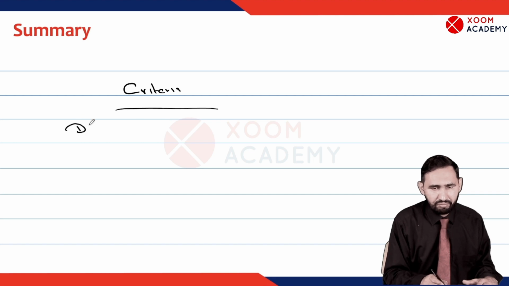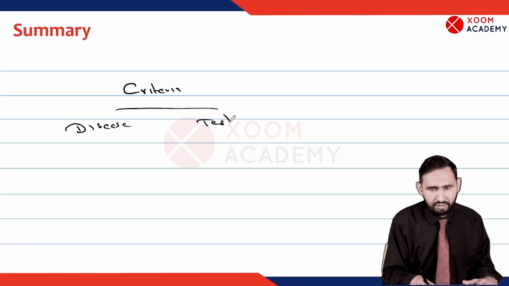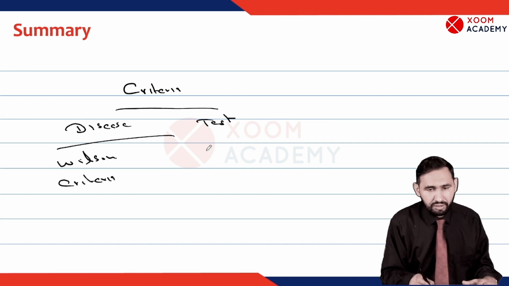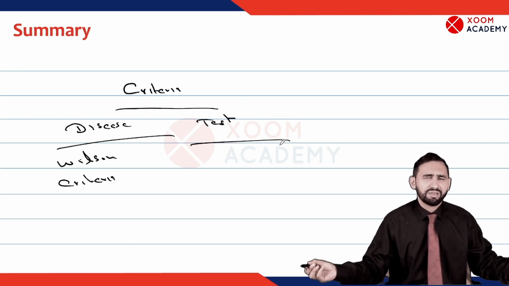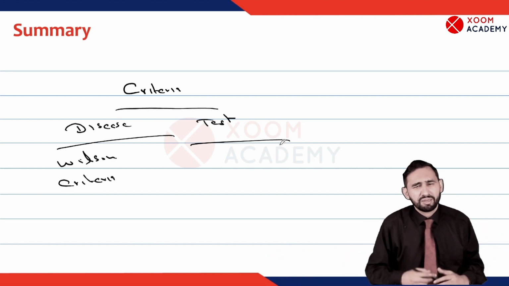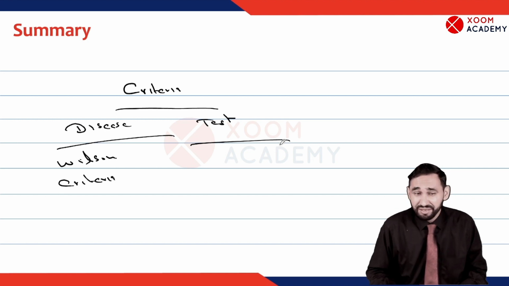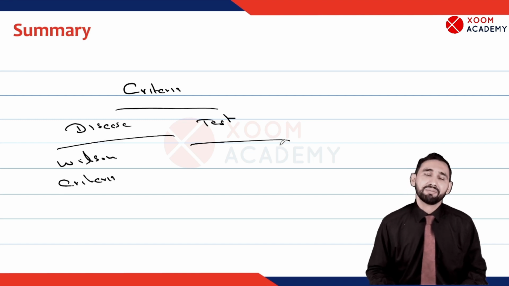criteria for disease and test. Criteria for disease is called Wilson criteria. Then criteria of test. What are the criteria of disease? It should be a common public health problem. The natural history should be known. The disease must have a recognizable latent period.